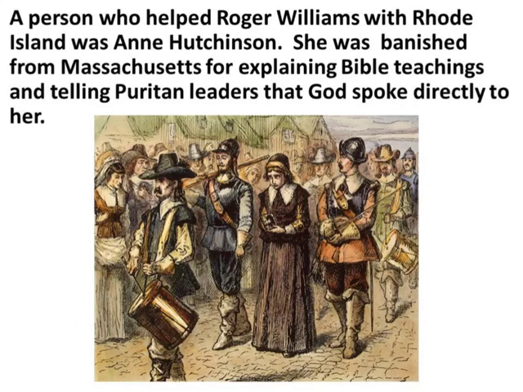A person who helped Roger Williams with Rhode Island was Anne Hutchinson. She was banished from Massachusetts for explaining Bible teachings and telling Puritan leaders that God spoke directly to her. Now in this picture you see Hutchinson being banished, and the word banished means being removed, never to return again.